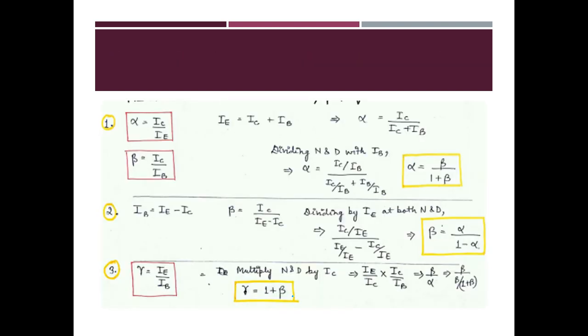Here the input current is IE and the output current is IC. The ratio of output current to input current is called the current gain, or simply the amplification factor. Since this is the current gain of common base, we can call it the CB current gain, or simply the current amplification factor. We know that IE equals IB plus IC, right? Using this relationship, IC can be written as alpha times IE. Therefore IB is equal to (1 minus alpha) times IE, right?